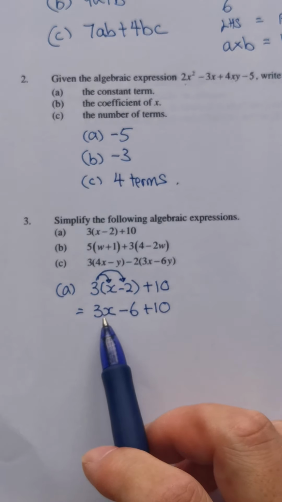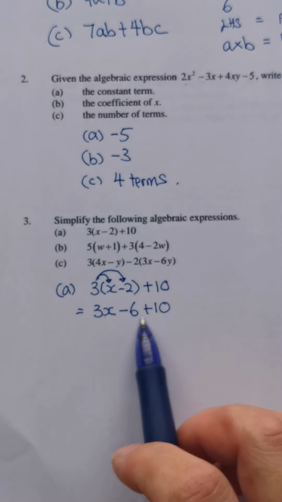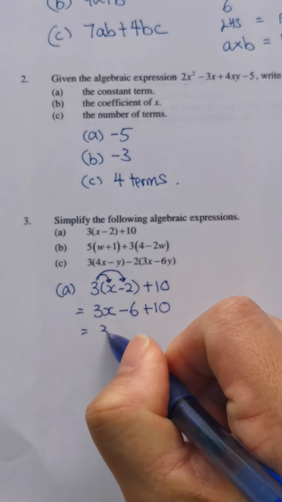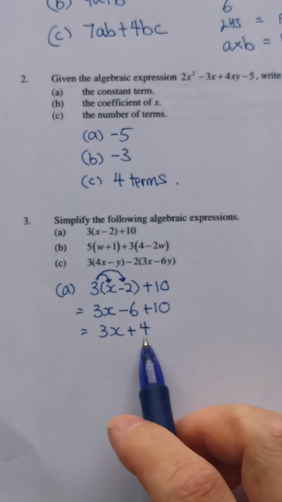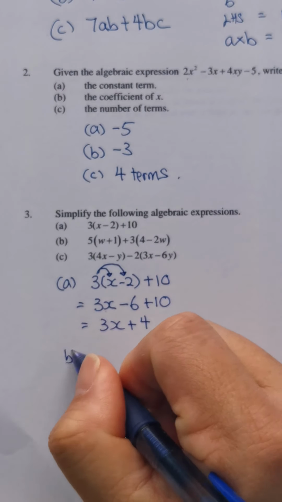You notice that we have 1 term, 2 terms, 3 terms. We need to simplify these 2 because they are the like terms. So your answer will be 3x plus 4, because -6 plus 10 will give me 4. Okay, let's look at question B.